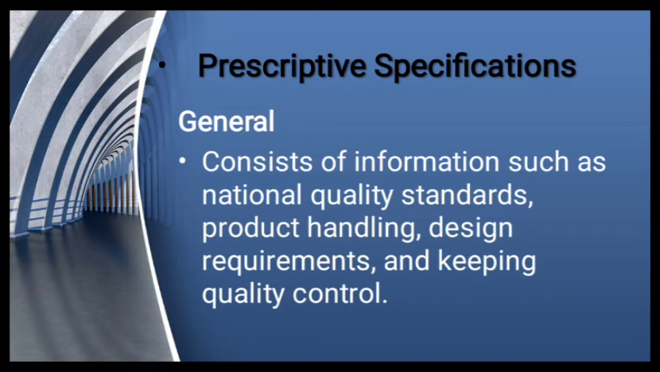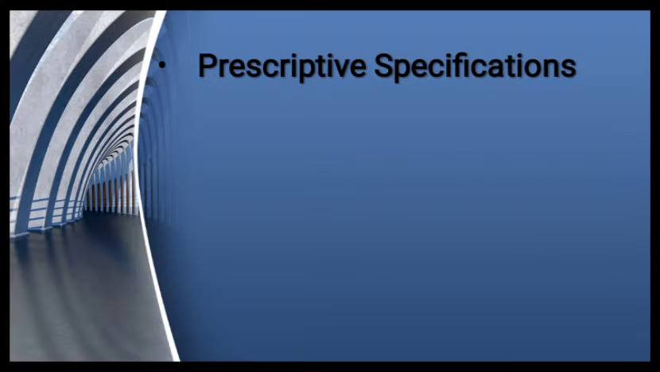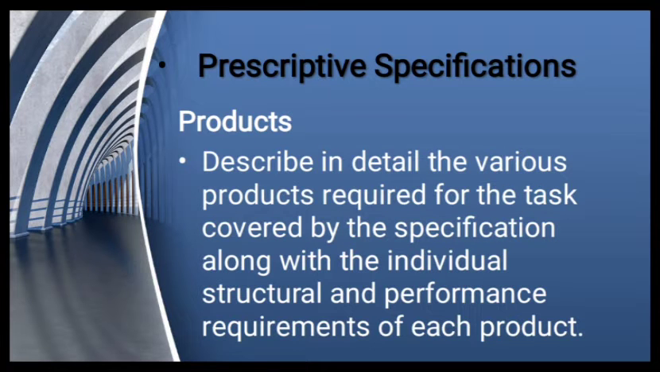General. This section consists of information such as national quality standards, product handling, design requirements, and keeping quality control. Products. This part describes in detail the various products required for the task covered by the specification, along with the individual structural and performance requirements of each product.